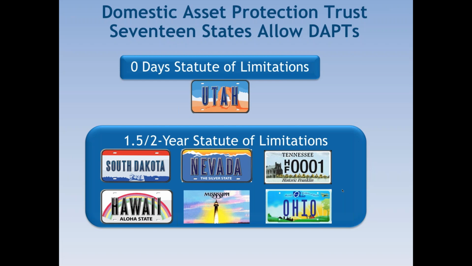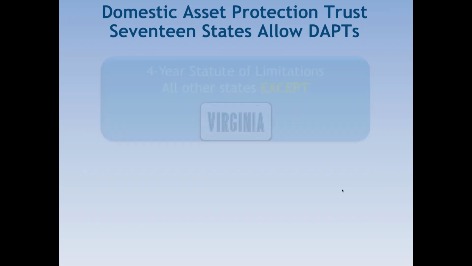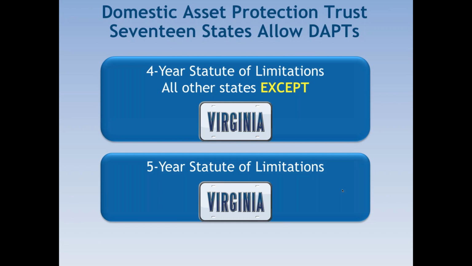If you went out the next day and you got into a car accident and you killed somebody who's a very high income or net worth person, your property is protected. In these other states, there's some questions about that because they have a 2 year statute of limitations for future creditors. And in Virginia, it's 5 year statute of limitations. All other states are 4 years.